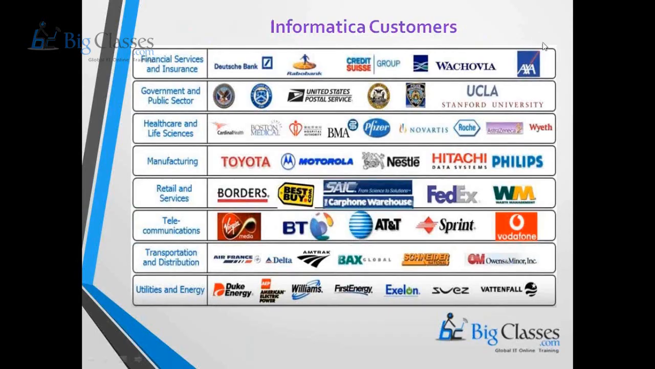A lot of customers are there, but I have just categorized them by sector. These are the different financial services customers, these are the public sector, the healthcare customers, manufacturing customers, retail customers, telecommunications, and all the utilities like Duke and American Electric Power. So these are the different customers that Informatica is standing with.